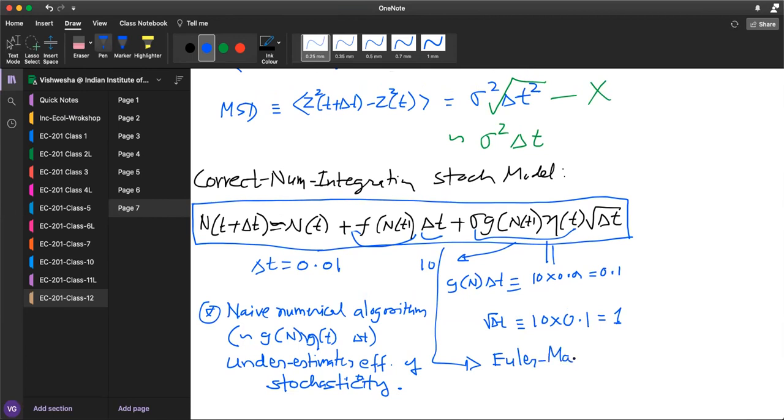What's the name? Do you remember the name? I don't know if you're there. Maybe you can tell me what it is. He was there, but I think he has logged out. I think it's Maruyama. I sort of get that scheme. Okay, it also has a name. Yeah, it works for all f and g. All smooth functions work. It's not specific to what we are studying.